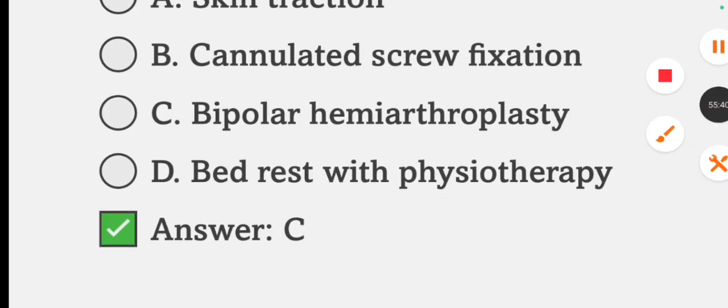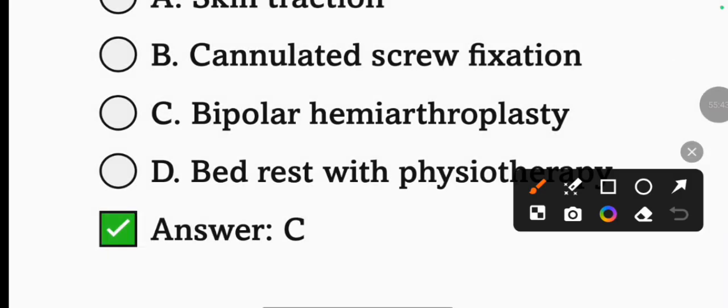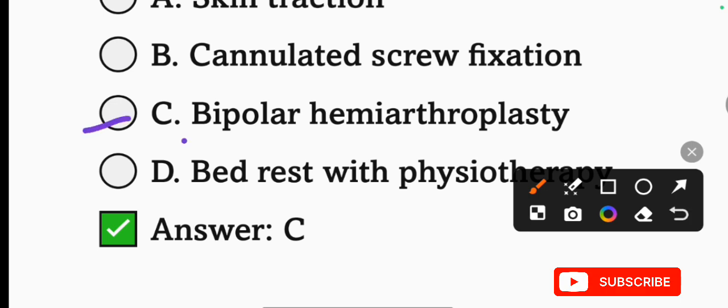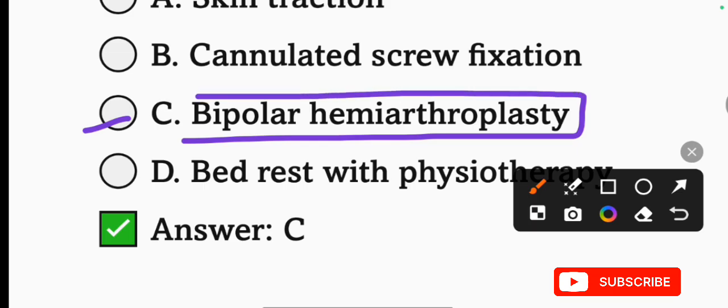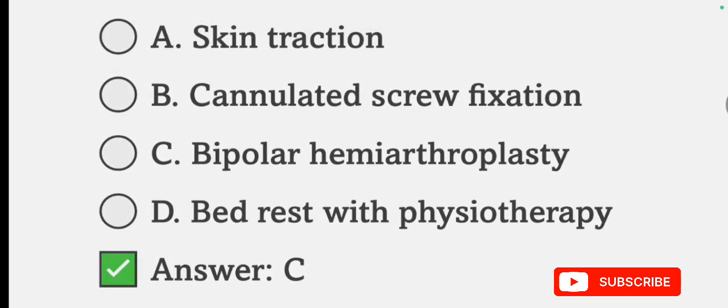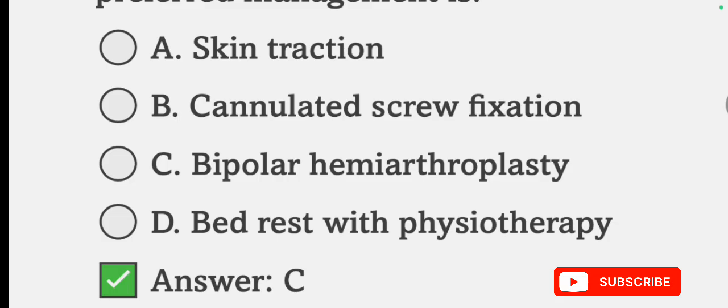Why not use a screw? Because elderly patients may have osteoporotic bone, so there may be a risk of fixation failure. So option C is the correct option, bipolar hemiarthroplasty. So I think that's clear. Today we have covered all 100 MCQs on fractures.